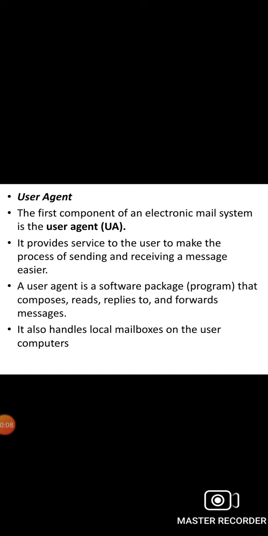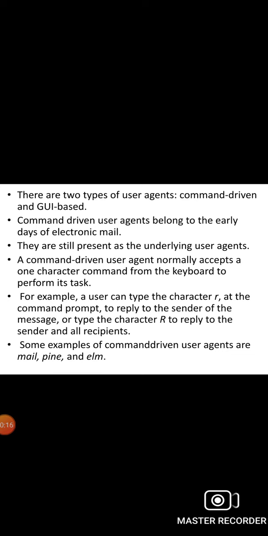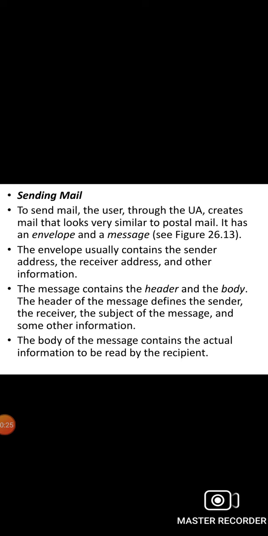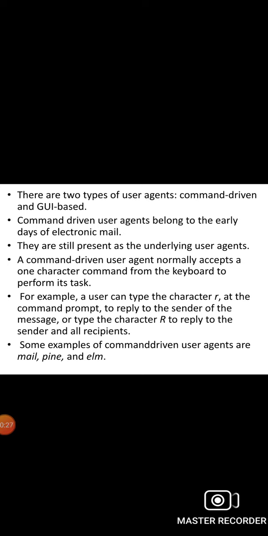The first component of the electronic mail system is a user agent, which provides a service to the user to make the process of sending and receiving a message easier. And there are two types of user agents called command-driven and GUI based. Command-driven user agents belong to the early days of electronic mail. They are still present as the underlying user agent.